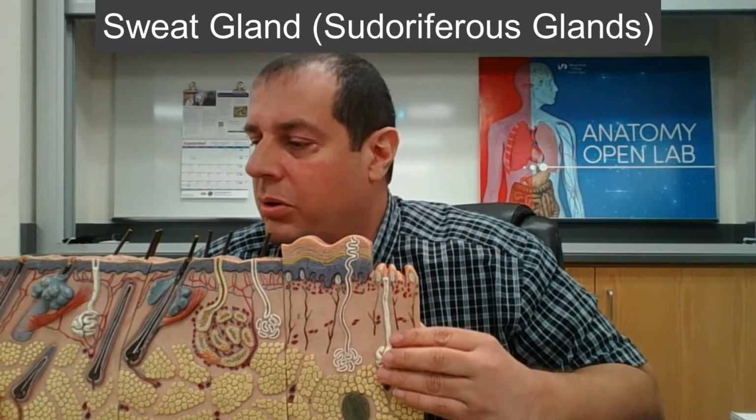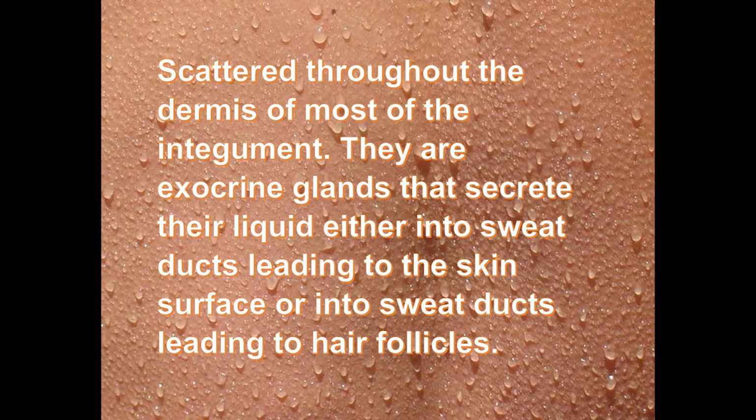We have sweat glands, or what we call sudoriferous glands. They're scattered throughout most of the dermis of most of the integumentary system. They are exocrine cells that secrete their liquid either into sweat ducts, leading to the skin surface, or into sweat ducts leading to hair follicles.